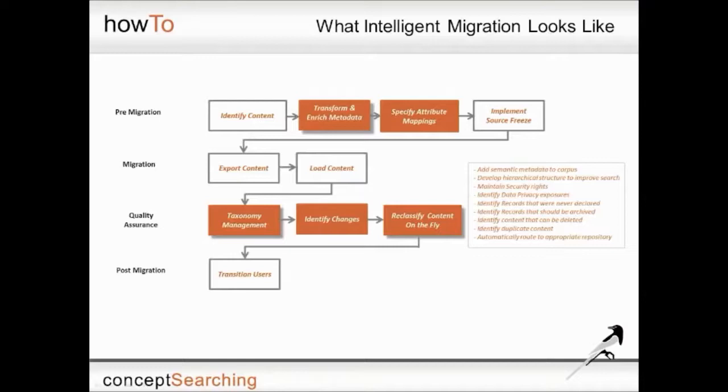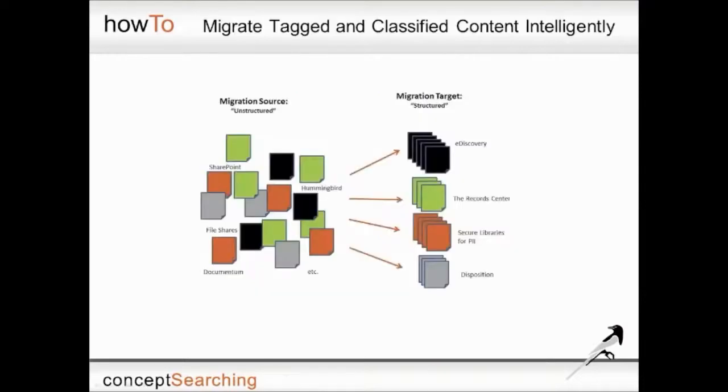Well, we often find that this is an iterative process. Your first attempt at creating the migration taxonomies may not be absolutely perfect. You may not be picking up all of the right documents and routing them to all of the right locations. And so there's often a need to perform a QA round and some level of adjustment to the process.